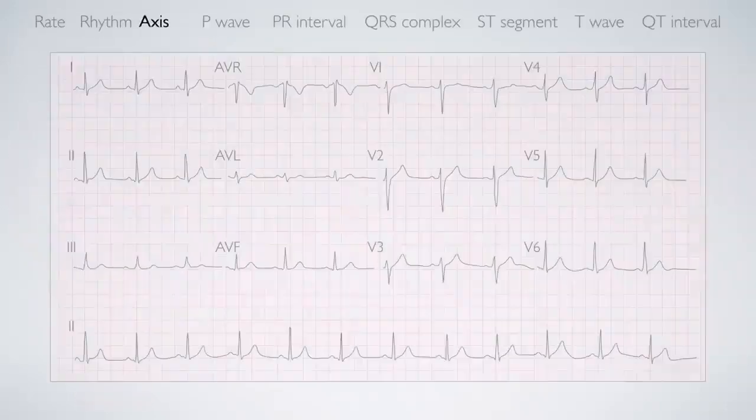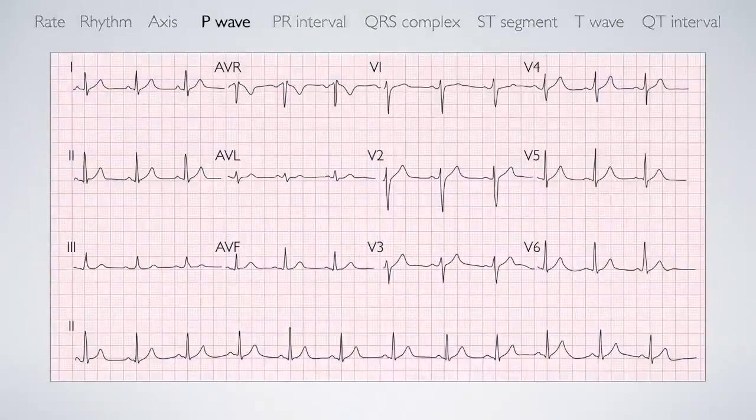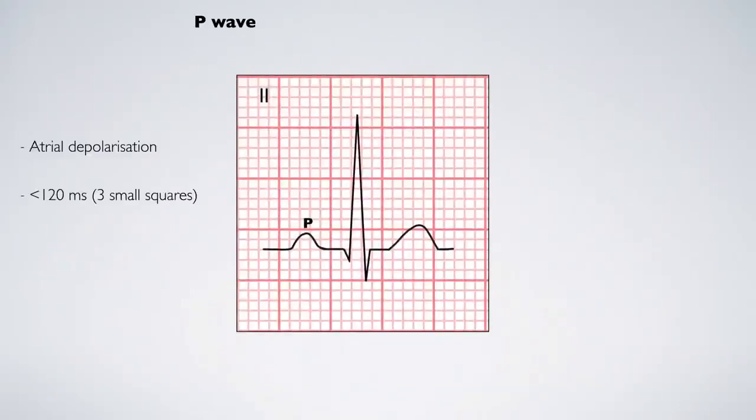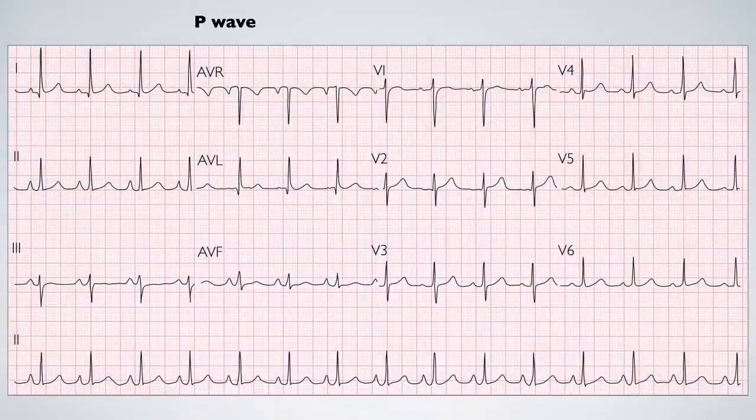Next, we move on to assessment of the waves and intervals. Let's start with the P waves. Observe the P waves in lead 2. The P waves represent atrial depolarization and should be less than 3 small squares wide and no more than 2.5 small squares tall. There are 2 presentations to look out for here.